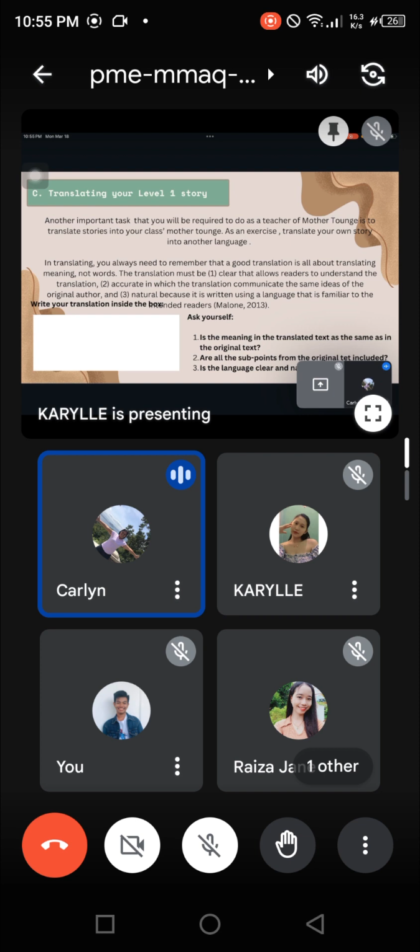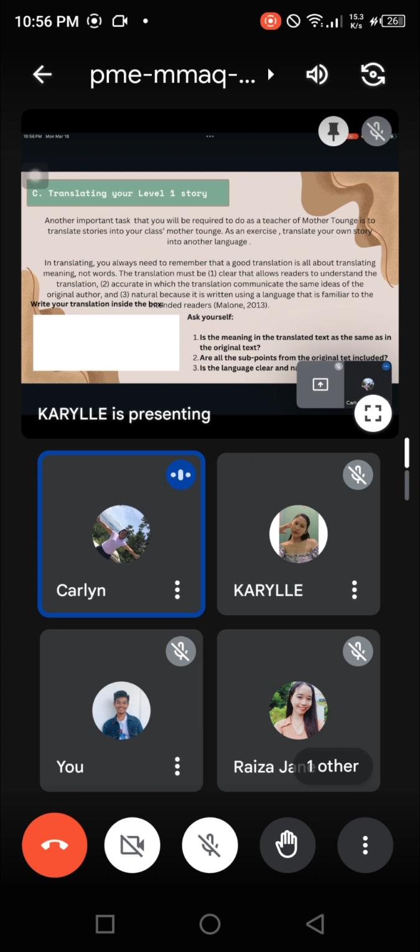Number 3, natural because it is written using a language that is familiar to the readers. So, ibig sabihin, kung mag-translate tayo ng isang story mula English to Kapampangan or Tagalog to Kapampangan, dapat natural lang daw. Ibig sabihin, wala nang palabot-palabot kasi ito ay para ma-familiarize agad ng mga learners.